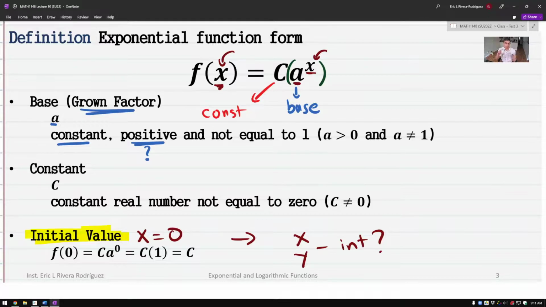Let me know in the chat, or you can just unmute yourself. Okay, Jordan, you're asking if x, anyone else, if the value of x is 0, are we talking about an x-intercept or a y-intercept?